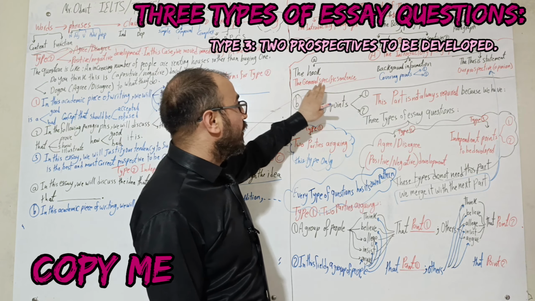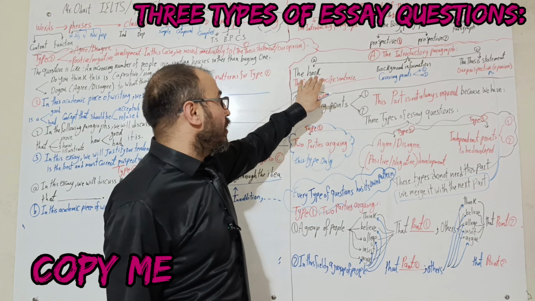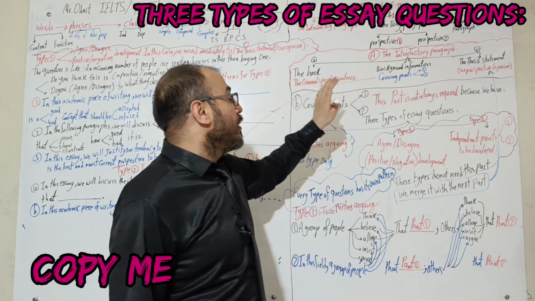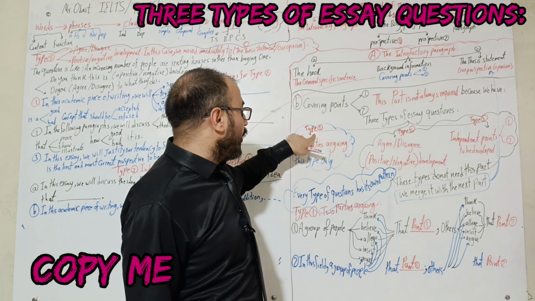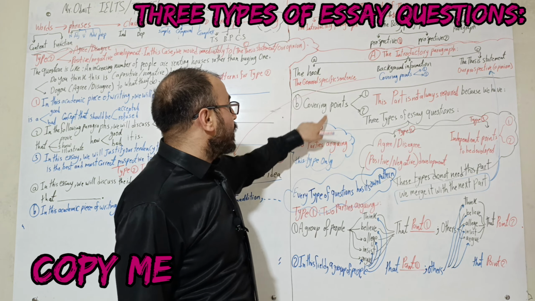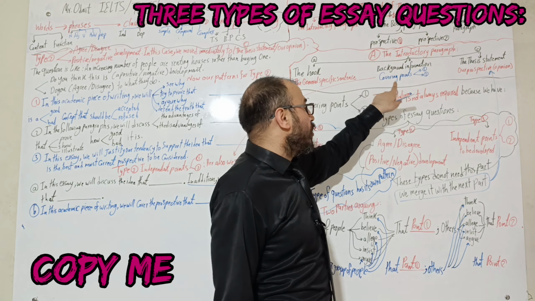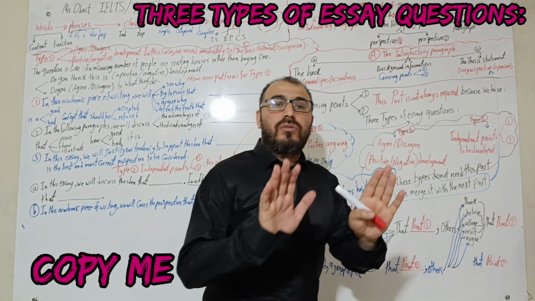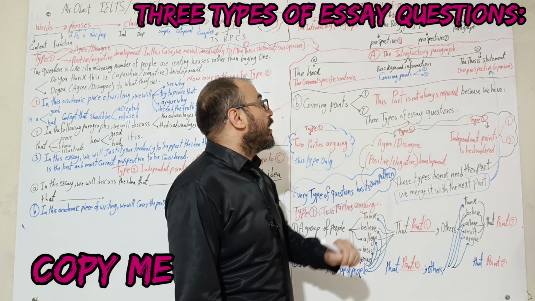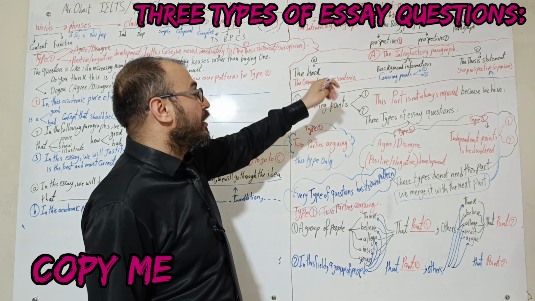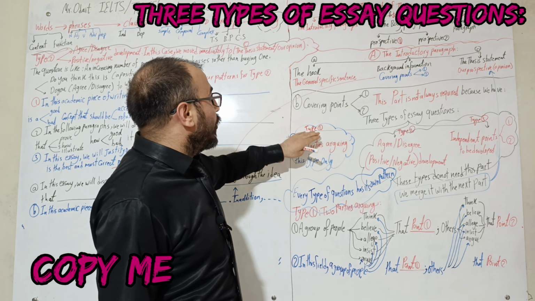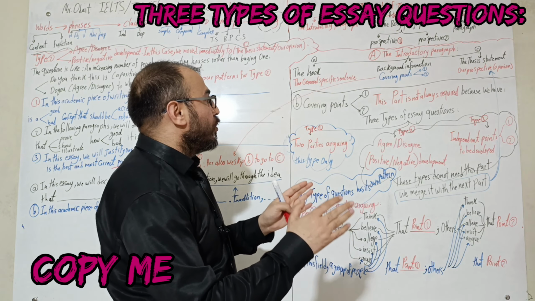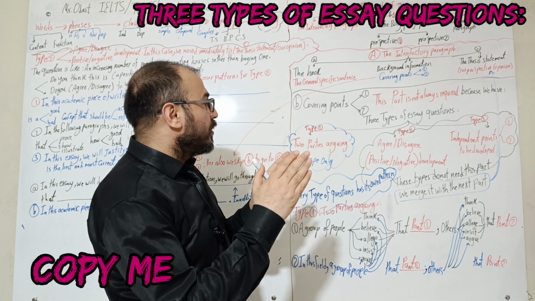Of course, all types of these questions need the hook. All types of these questions need the thesis statement, but only type 1 needs this part here, background information or covering points 1 and 2, while type 2 and type 3 do not need to write the background information while writing the introductory paragraphs.